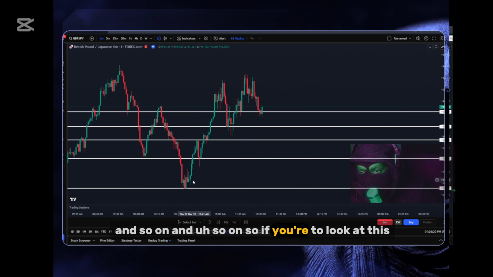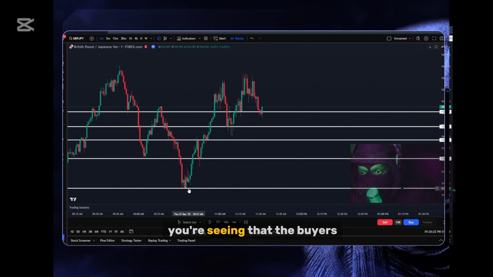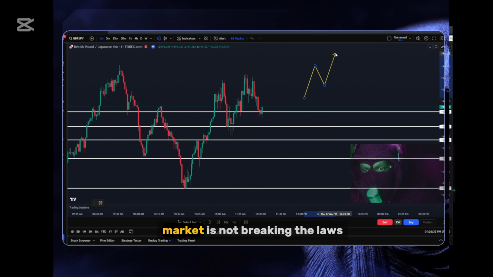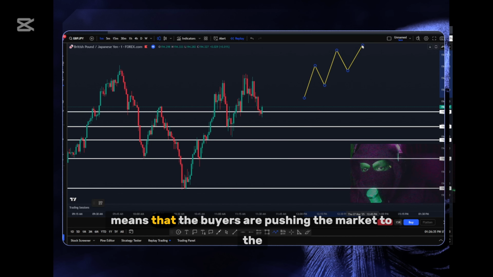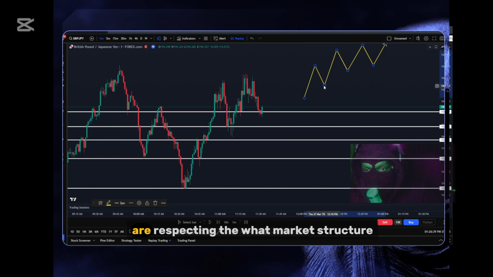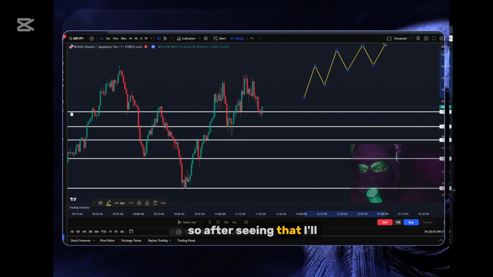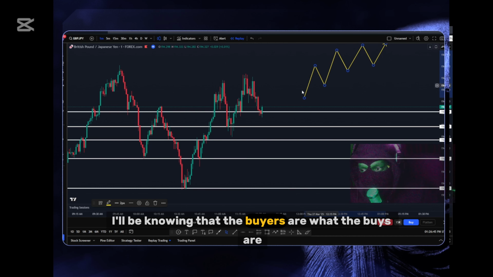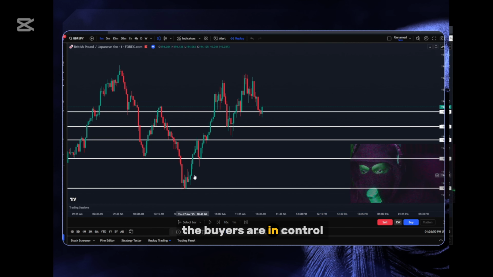So if you look at this, you're seeing that the buyers are just pushing the market to the upside. If you're seeing that trend and the market is not breaking the lows, it means that the buyers are pushing the market to the upside. The buyers are respecting the market structure. So after seeing that, I'll know that the buyers are in control.